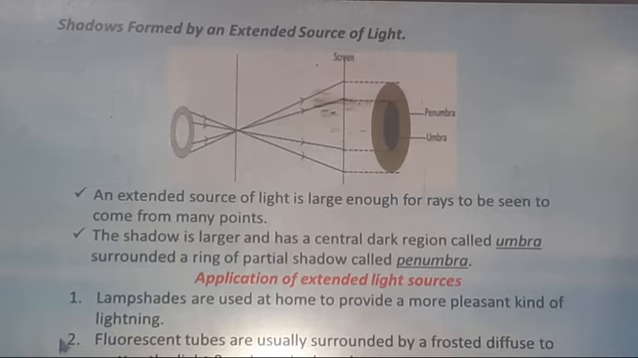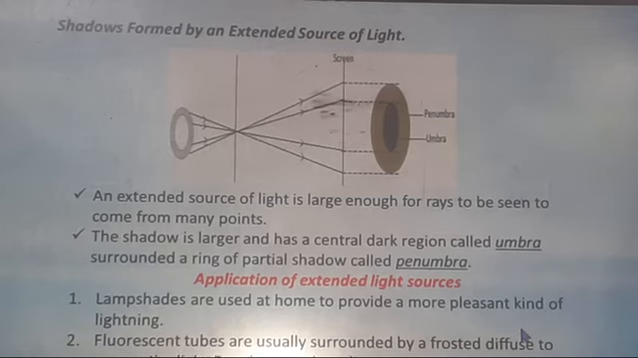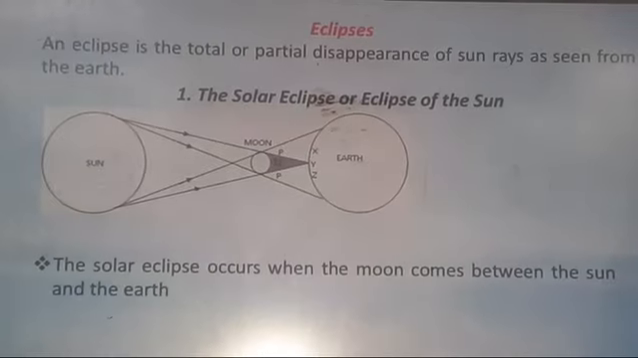Number two is the fluorescent tubes that we normally use in our schools and in our homes. They are surrounded by a fluorescent diffuser to scatter the light and reduce the sharpness. Therefore, these are some of the applications of the extended beam of light in our real life.